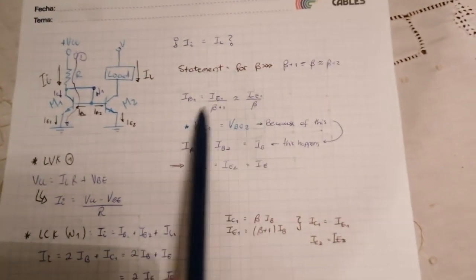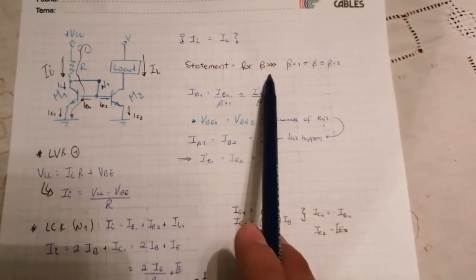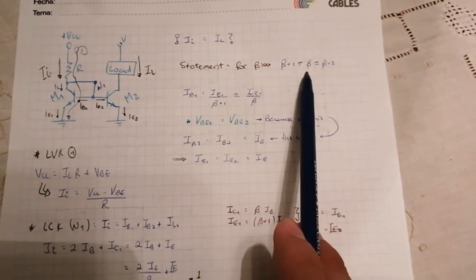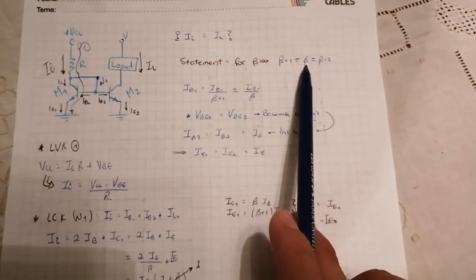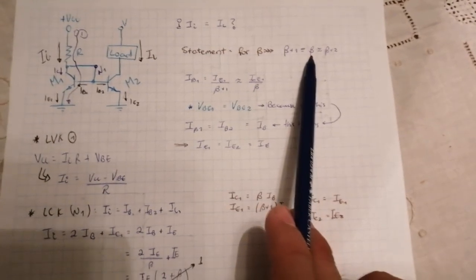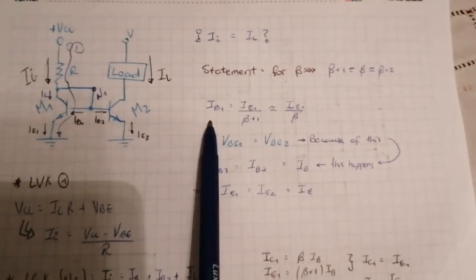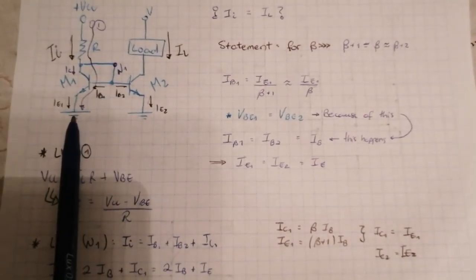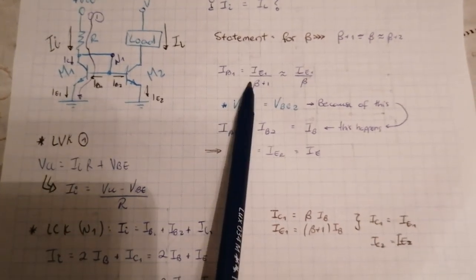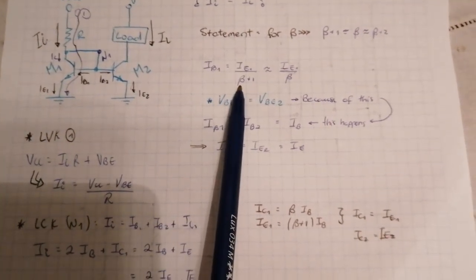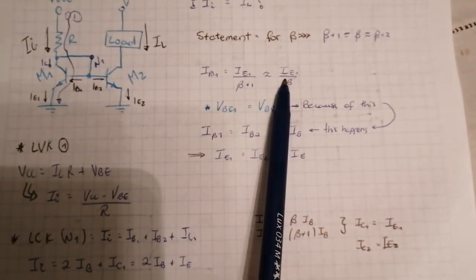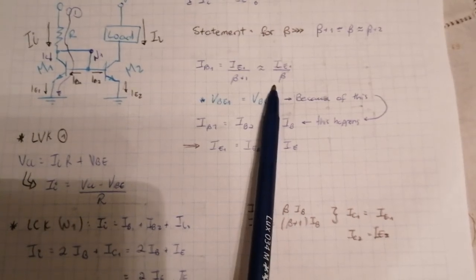First, if beta is a very big number, then beta plus 1 and beta plus 2 are going to be similar to beta. So the base current, this one right here, is going to be the emitter current divided by beta plus 1, which is almost the same as the emitter current divided by beta.